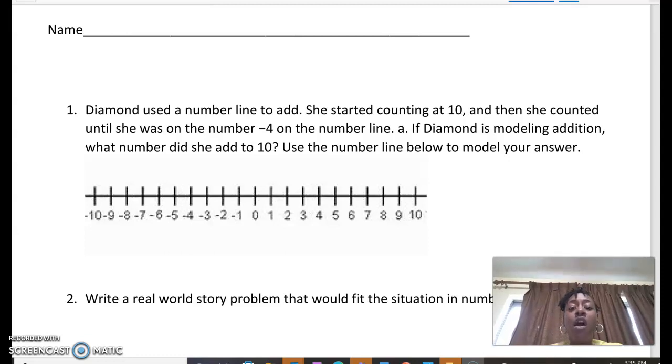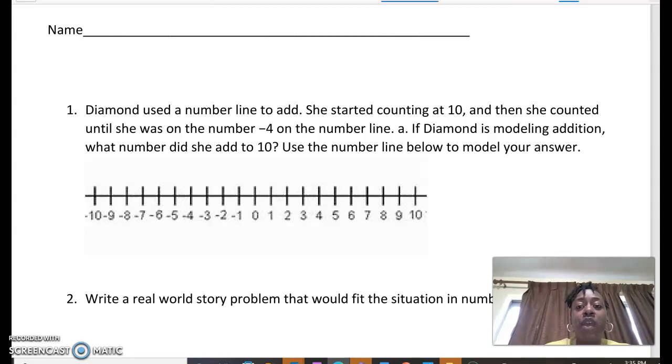Let's start. All right, so it says Diamond used a number line to add. She started counting at 10, and then she counted until she was on the number -4 on the number line. If Diamond is modeling addition, what number did she add to 10? Use the number line below to model your answer.